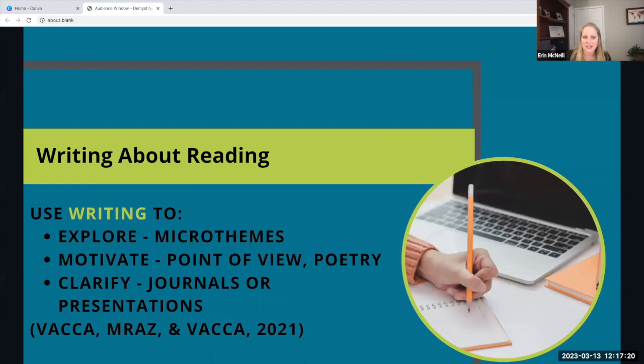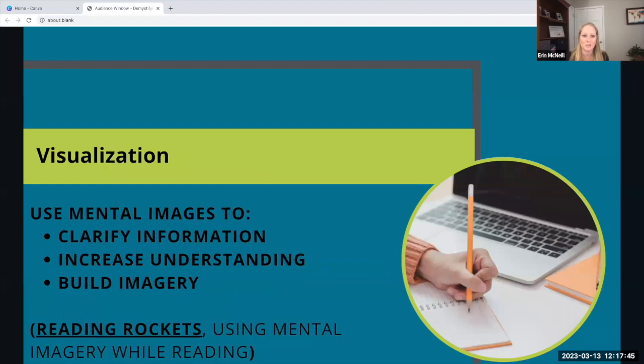Writing is one of the best ways to talk about our reading. We could explore what we read by creating micro themes, which are short essays that explore what we have learned. We could motivate students by having them change the point of view or create poetry about the reading. Or they could clarify what they've read by creating journals, such as double entry journals or presentations. Additionally, visualization. So we could use mental images to clarify the information we have learned and increase understanding, and to build our tools of imagery.